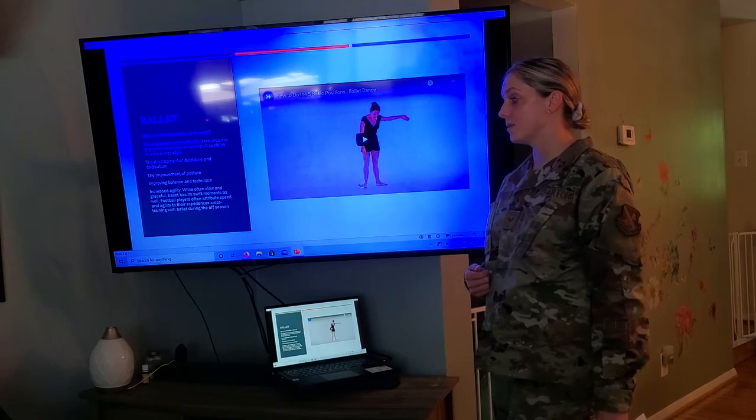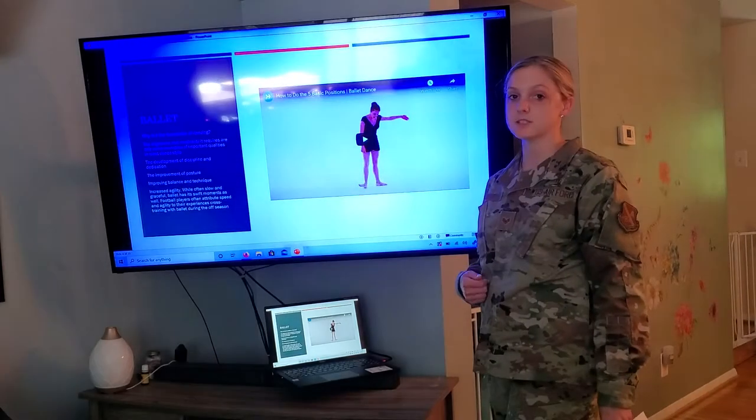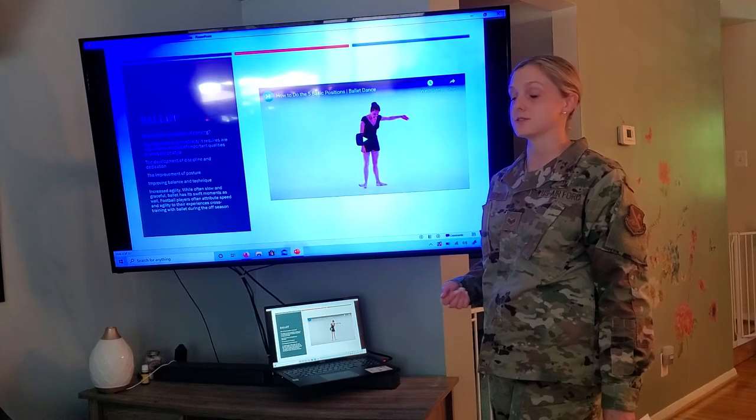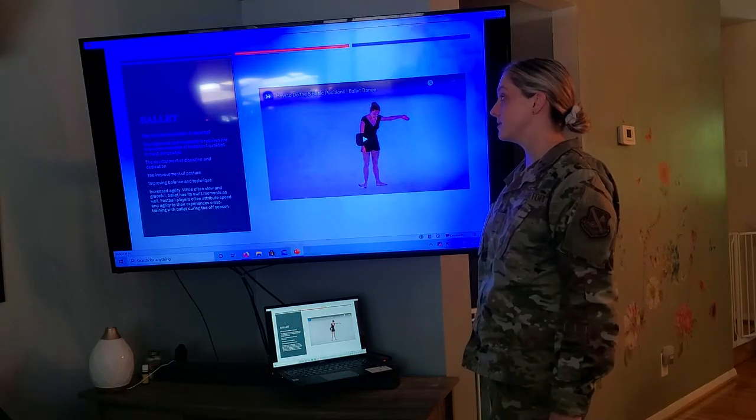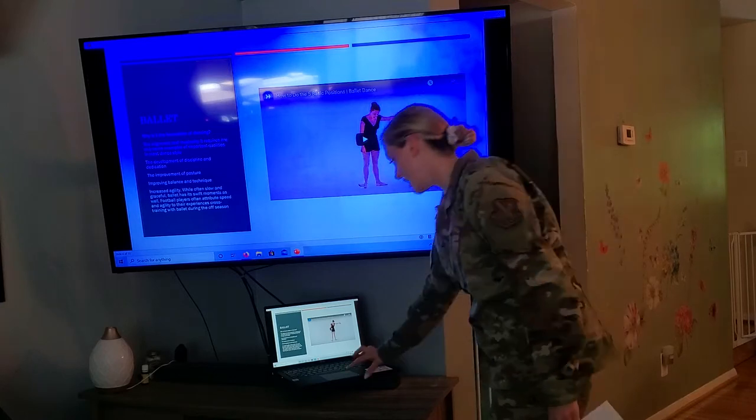Oftentimes, different types of football players will take ballet in their off season to help them with strengthening their muscles and also their balance and coordination. Here I'm going to be showing a video of some of the very basic movements of ballet.